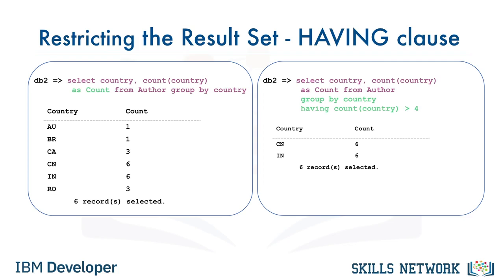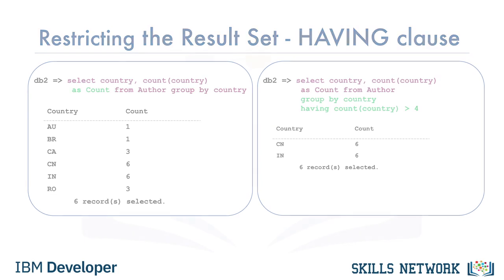To check if there are more than 4 authors from the same country, we add the following to the select statement: having count(country) greater than 4. Only countries that have 5 or more authors from that country are listed in the result set. In this example, those countries are China with 6 authors and India also with 6 authors.